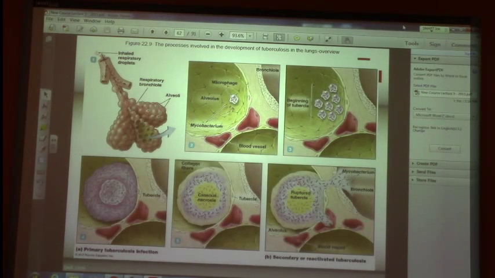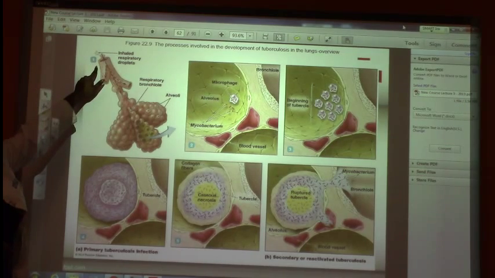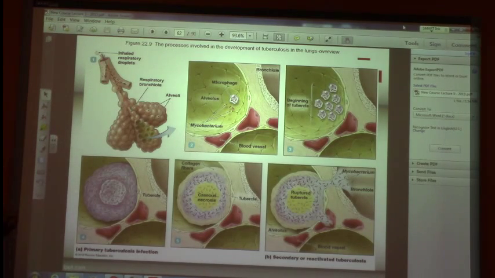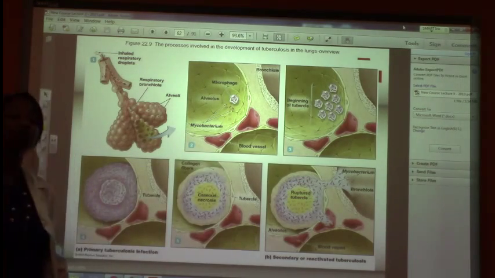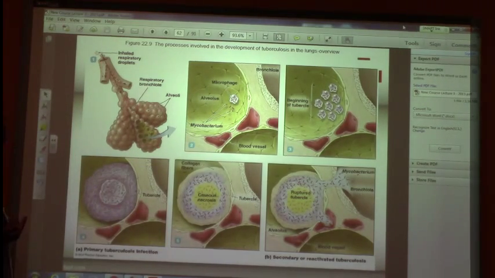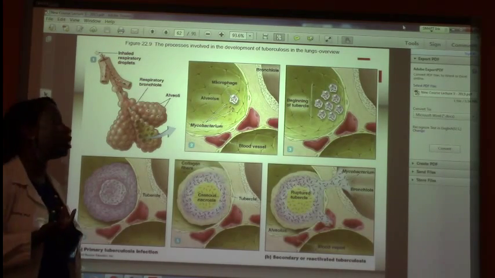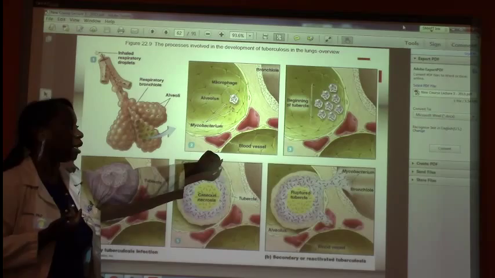So what you're seeing on this slide is the inhalation of droplets. Again, the organism is shed via aerosol droplets. Once we inhale those droplets, they enter into the lungs and into the alveoli. At that point, you will have macrophages that will go to the site and engulf those organisms. However, these organisms are able to survive within the white blood cells. That's what you're seeing here.